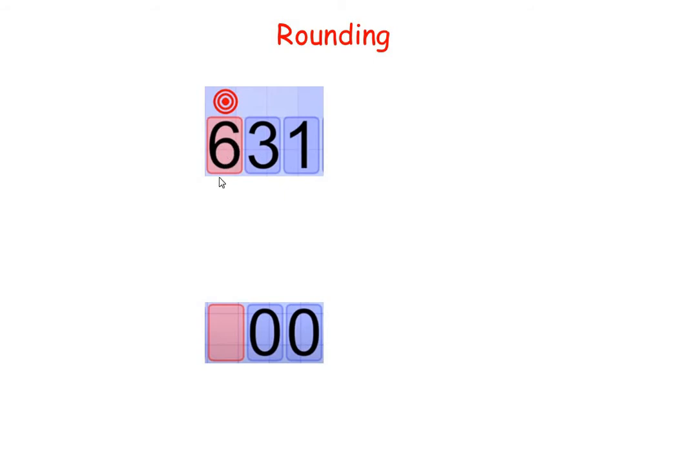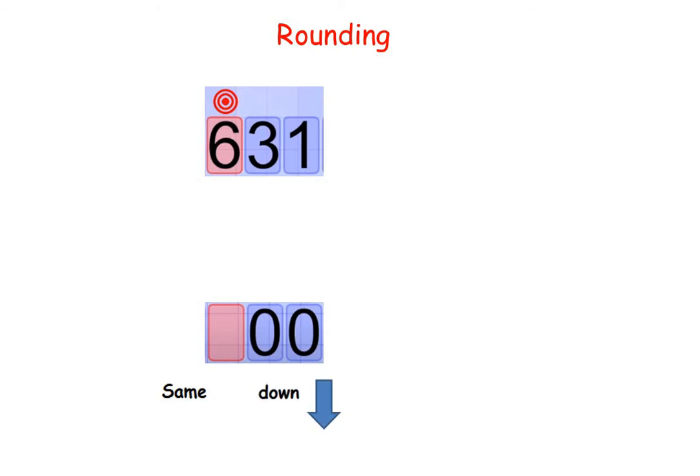So the target number is in the 100s place, it's 600. The number that will decide whether we round it up or round it down is the number next to the target number. Now we have to look at 3. We said that if we have 4 or less, we're going to round down, and rounding down means that we keep the number the same. So we will not change this number. It will stay 6.